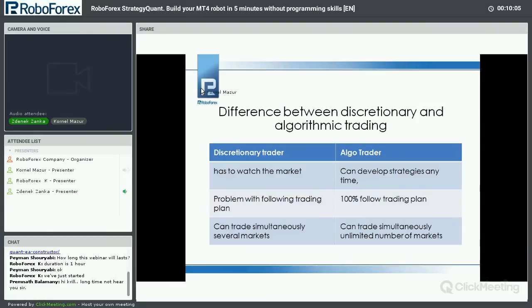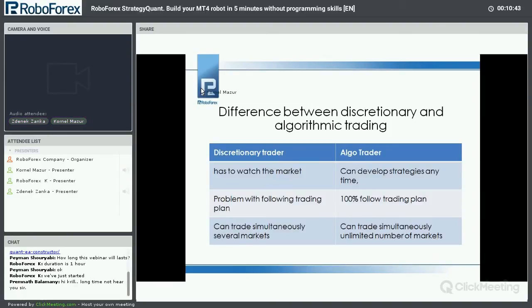And so the last point that I decided to put into this presentation is that as a discretionary trader, you can trade simultaneously several markets, but as an algo trader, you can trade an unlimited number. What does it mean? That means that your brain can watch maybe 2 or 3 markets. You can watch the price and the events, what happened, the news, and then you set the trades.